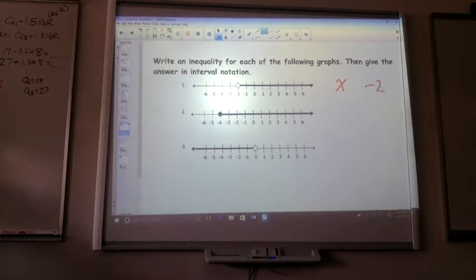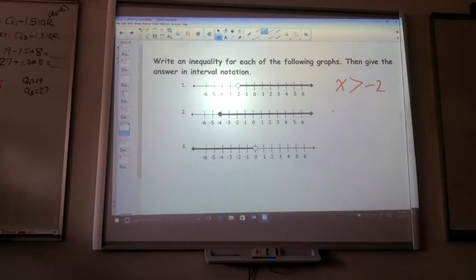Am I going to the right of -2? So I want bigger values, yes? Does it have an equal sign underneath it? Why not? It's open. Next problem, where am I going?